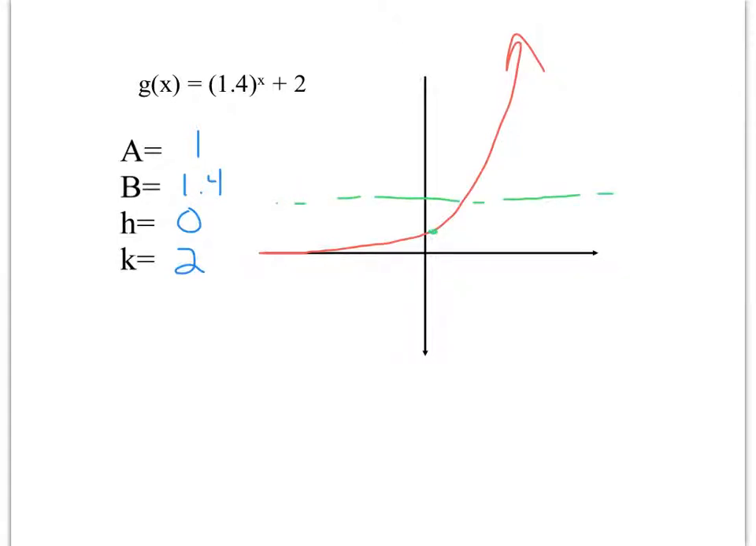This ordered pair of 0, 1 now becomes 0, 3. It's going to hug, we'll do it in yellow, the new asymptote, go through the point 0, 3, and then it's going to shoot up like the other one did, but 2 spaces above.